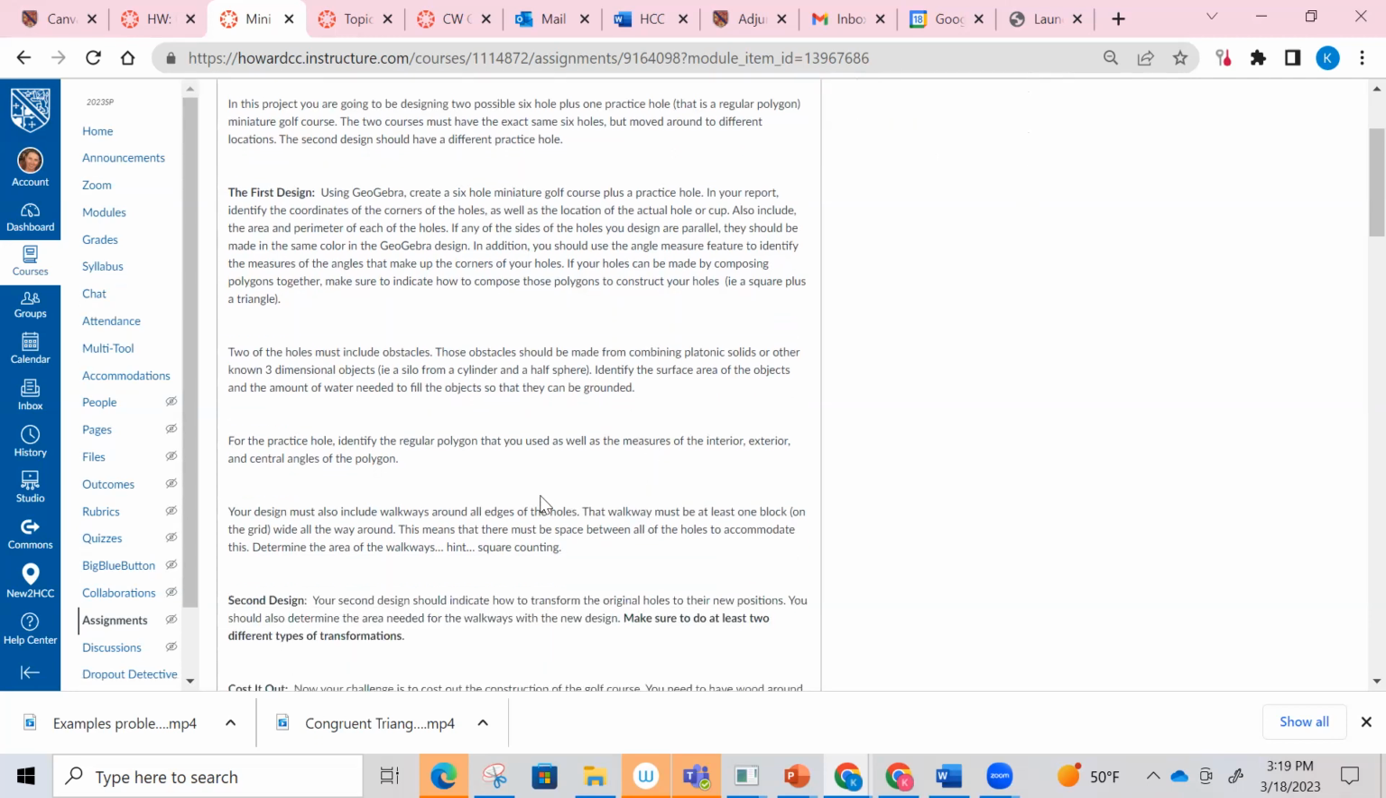For the practice hole, it has to be a regular polygon, which means all the sides and all the angles are equal. And you need to give the measure of the interior, exterior, and central angles of that polygon in your report.